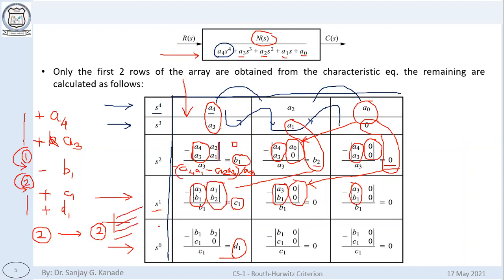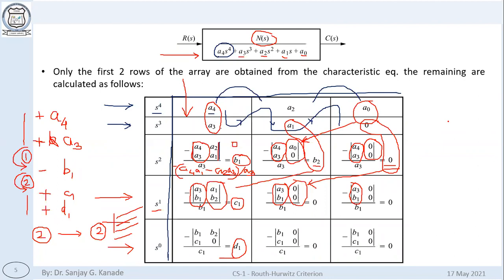Okay, so what does it imply? Whether the system is stable or unstable? Anyone? The system is stable or unstable? Unstable, right. The system is unstable because there are 2 roots on the right hand side. Correct. So this is the basic form of Routh array and Routh-Hurwitz criterion.